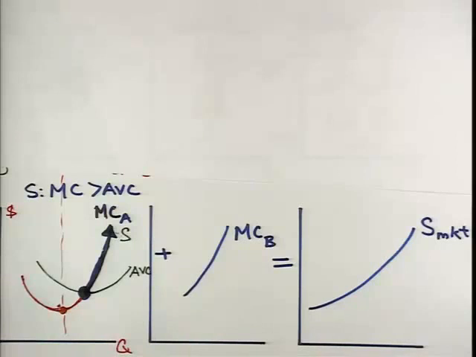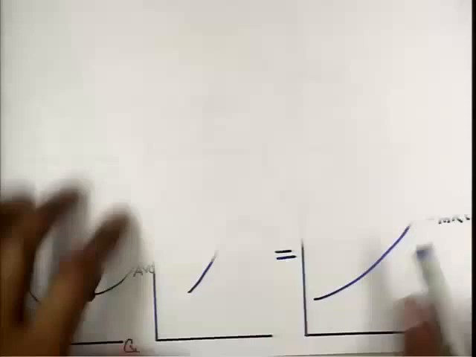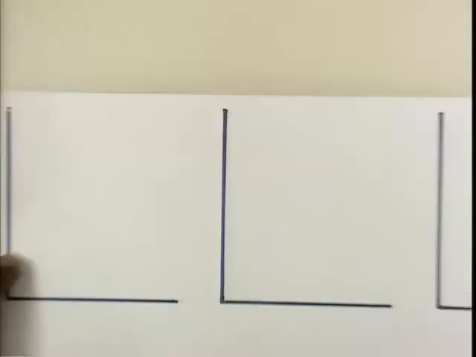Each marginal cost curve above the AVC curve is the supply of that firm. You add every single firm's supply above AVC to get the market supply. And then finally, we bring the demand and the supply together in what we call the different market structures.